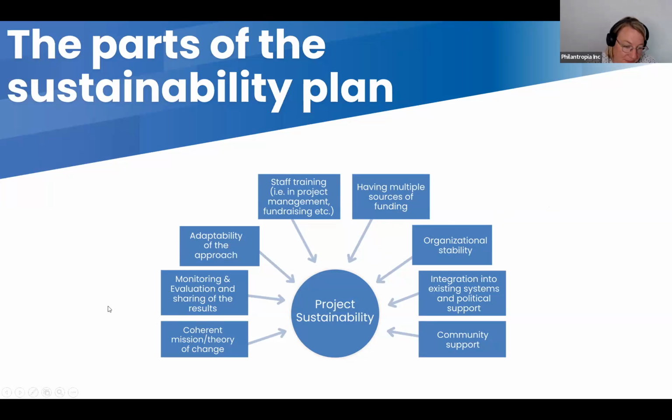So the first thing is that if you have a coherent mission or theory of change, that really contributes towards project sustainability. That means you have a document that writes up what you want to achieve with your organization, how you want to achieve it, and what your goals and objectives are. So the direction you want to move into with your organization, the changes you want to make in people's lives. That sounds very obvious, but many organizations don't have that written down. They don't have it in a document. They're not sharing it, so many of their employees don't know about it.